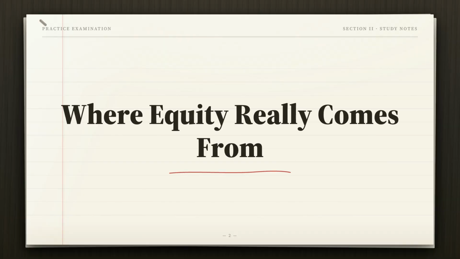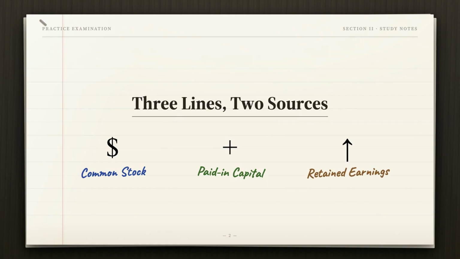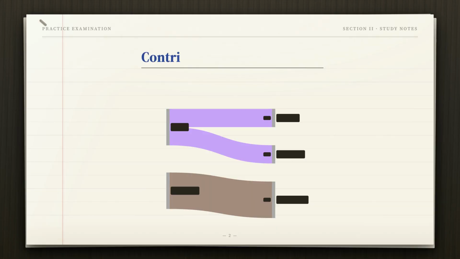The equity section of a balance sheet isn't one number. It's built from pieces with different origins. Knowing where each piece came from is the key to reading it correctly. Three common lines make up equity: common stock, paid-in capital in excess of par, and retained earnings. The first two record contributed capital from investors. The third records earned capital from company profits.